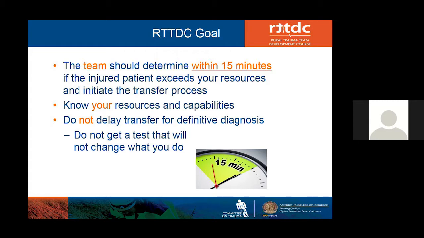Don't delay the transfer for definitive diagnosis. You don't need to know all the injuries. You just need to know that the patient is too sick to be at your facility and needs to be somewhere else, and stabilize what you can and realize that those things that you can't, such as a bleeding spleen, if you don't have blood and you don't have a surgeon, there's not a lot you can do about that except get the patient to the definitive care center as quickly as possible.